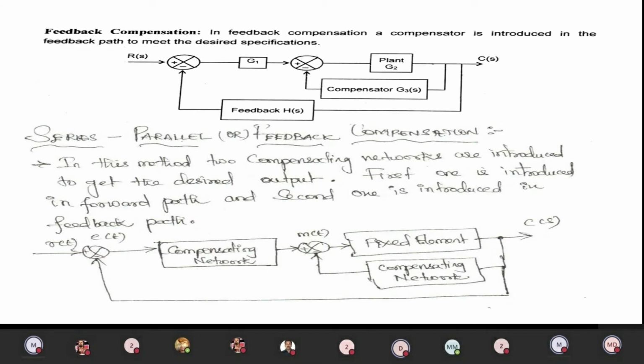Here the compensator is connected in parallel with the open loop plant. That's why it is called a parallel compensating network. Series parallel compensating network means if the compensating network is connected both in series as well as parallel with the open loop plant, then it is called a series parallel compensating network.